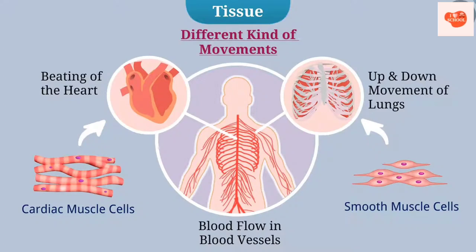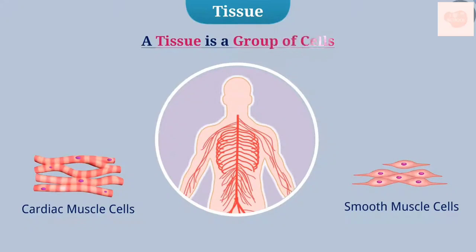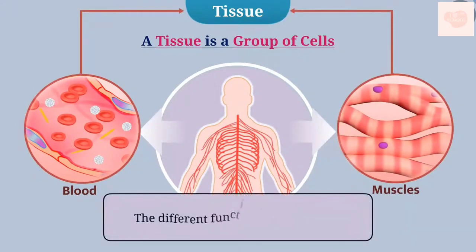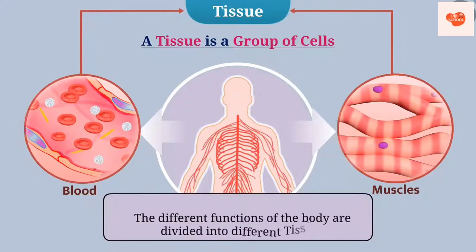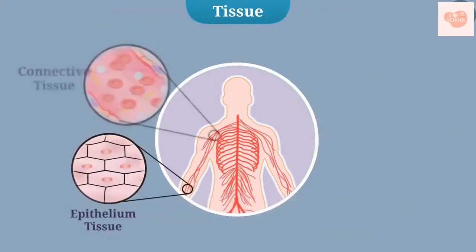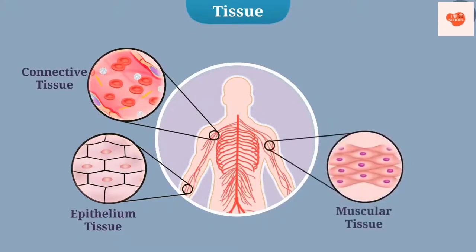We know that a specific function in the body is performed by a specific group of cells at a definite place. This group of cells is called a tissue. For example, blood and muscles both are tissues. The different functions of the body are divided into different tissues, and this is called division of labor. On the basis of function performed by tissue, animal tissue is classified into epithelium tissue, connective tissue, muscular tissue, and nervous tissue.